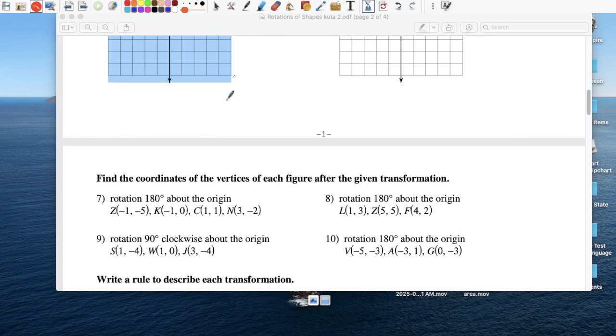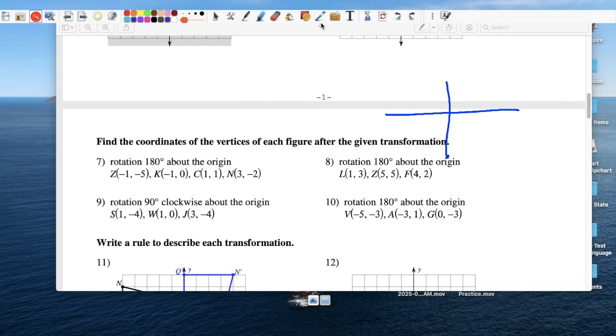Number 8, let me do number 9, because number 9 is a 90-degree rotation. It's best that when they give you points, like for example number 9, you just create your own coordinate plane. Here's my x-axis, my y-axis, and let's look at point S. (1, -4): 1 to the right, and 4 down. So here's point S.